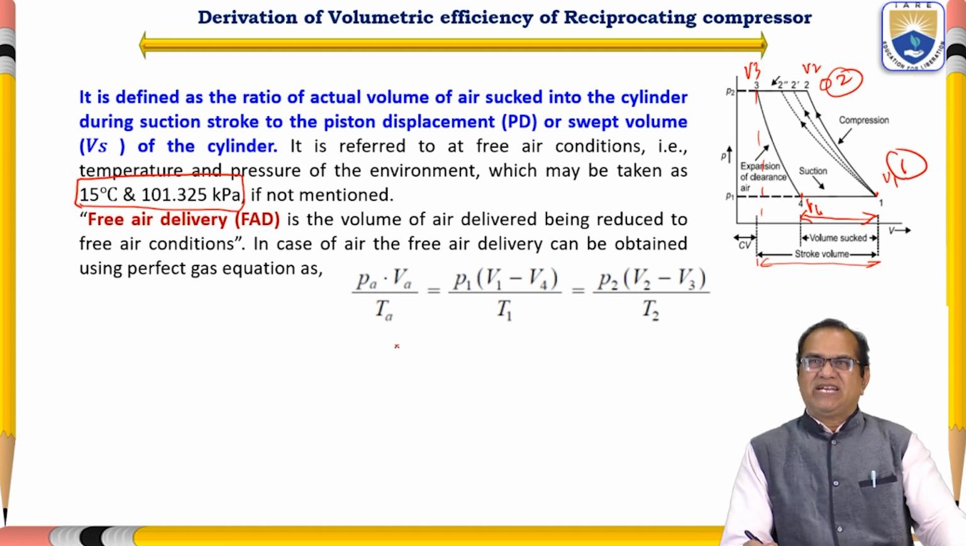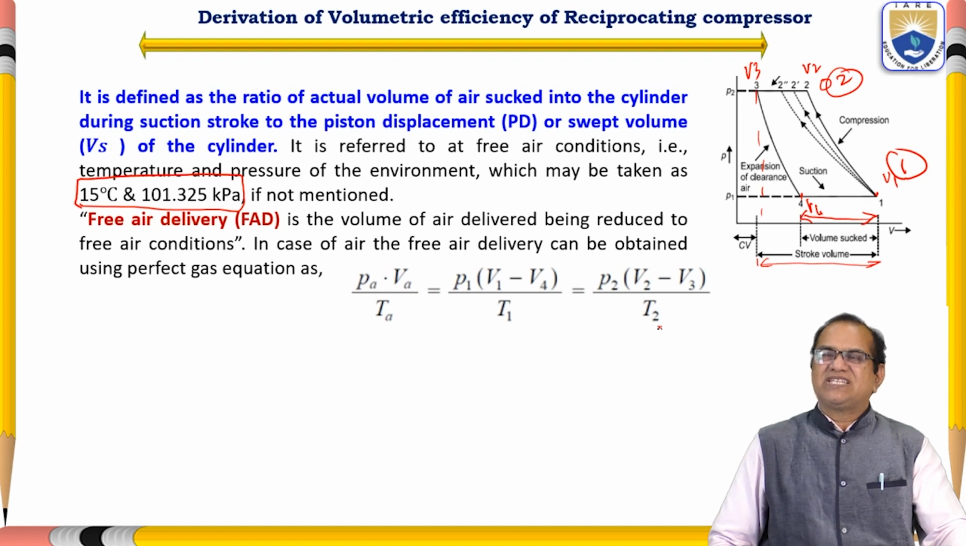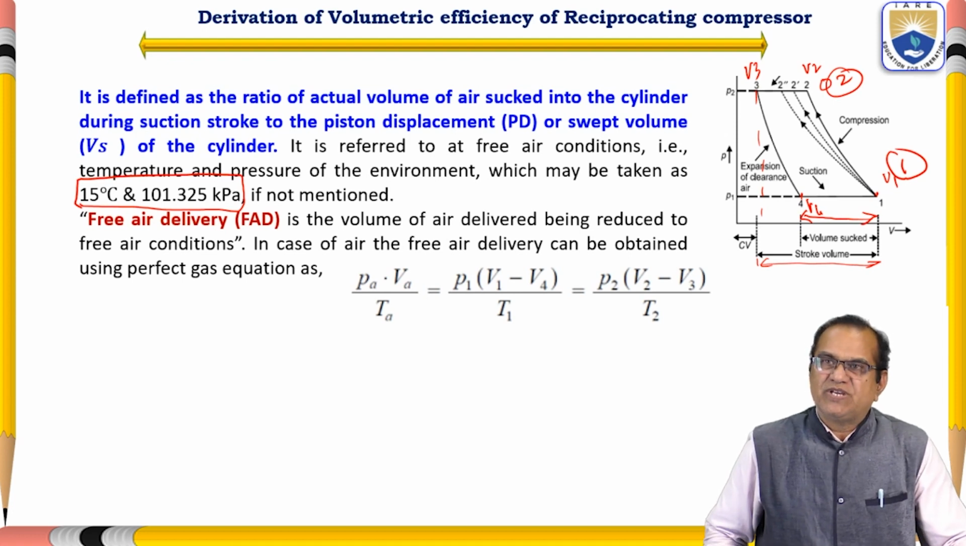So PA VA by TA is equal to P1 (V1 minus V4) by T1, which is equal to P2 (V2 minus V3) by T2. So this is the equation which we have got.